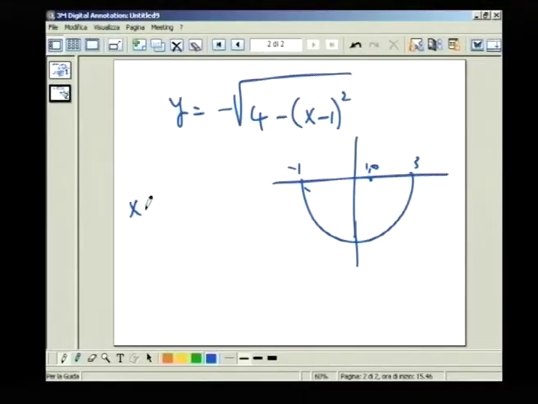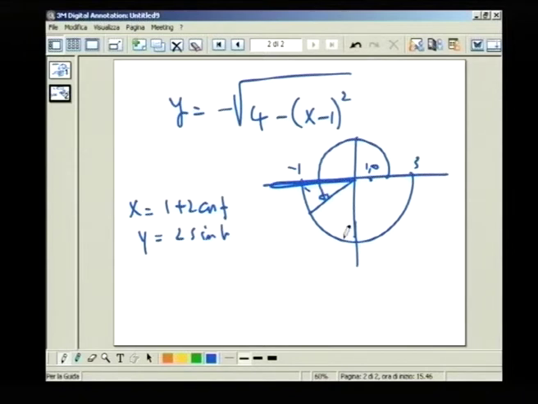So what we do, we can do the same thing. We can take x equal to 1 plus 2 cosine t, and y equal to 2 sine t. But t, in which case, lies starting from this value, which is here, pi till 2 pi. In other words, t will lie in the interval from pi till 2 pi, because we start from here, till the point from minus 1 to 3.